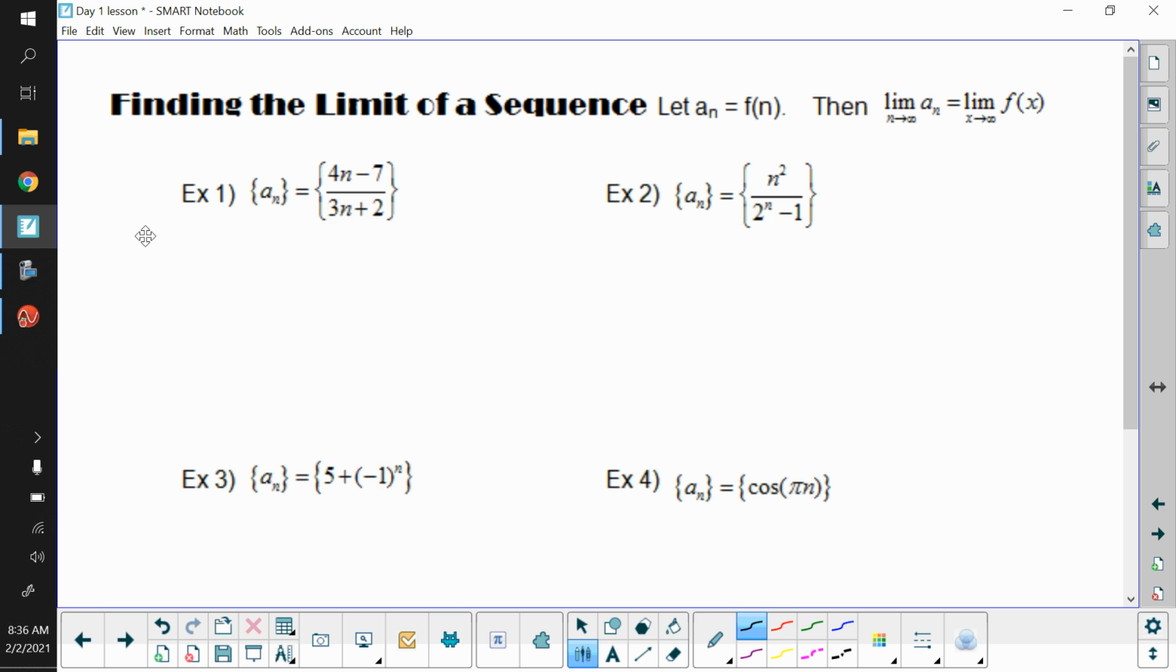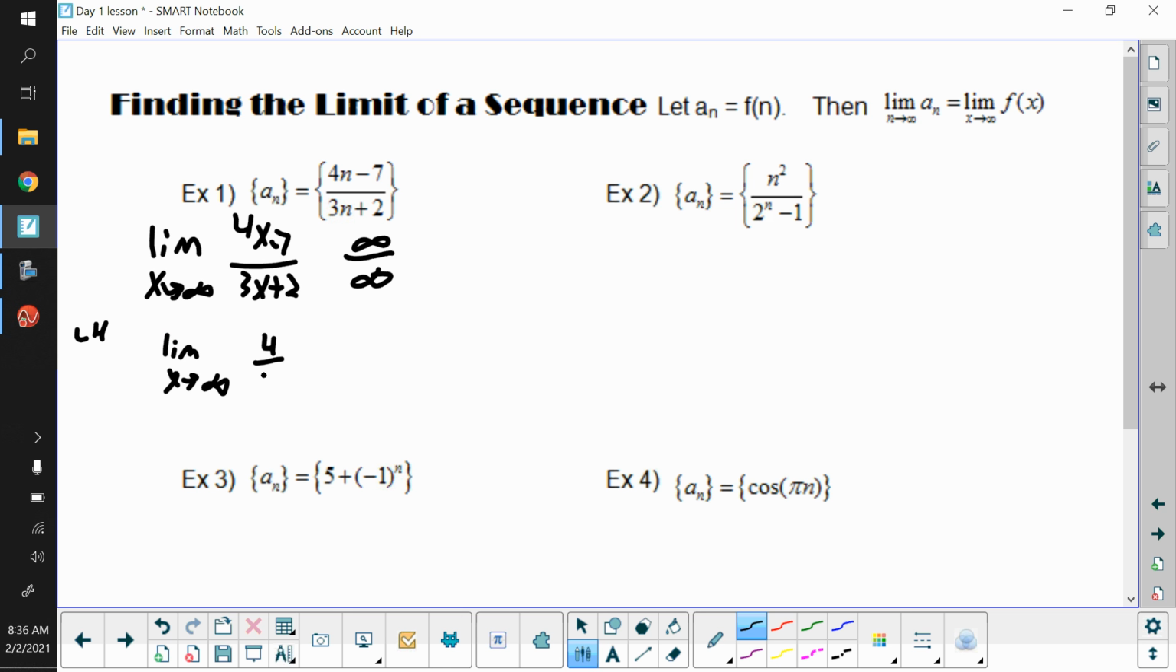So what we're going to do for this first one, we'll just do limit as x approaches infinity, and we'll write this as 4x minus 7 over 3x plus 2. Well, these are both going to be huge as x becomes huge, so we can do our L'Hopital's rule. And this will become 4/3. It's a constant, so it'll always be 4/3. So this will just approach 4/3 as your number of terms becomes huge.